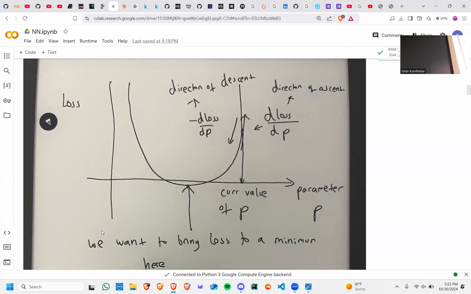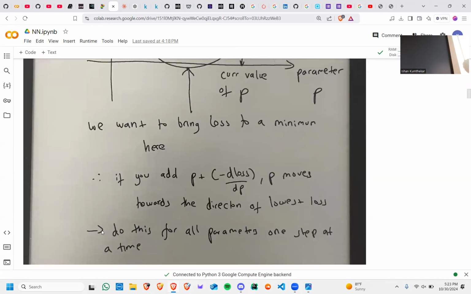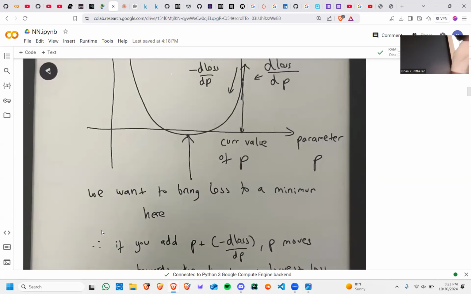We negate this. When you negate this value, the arrow flips down like this, and you get the direction of steepest descent. That means you'll get the direction in which a parameter needs to move in order to have the least loss possible. What you'll do to adjust this is calculate this and add it to p. Now, what happens when you add the small derivative to p? P will move from here to here.